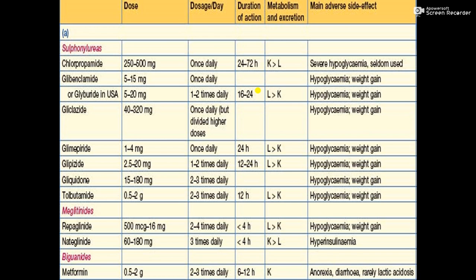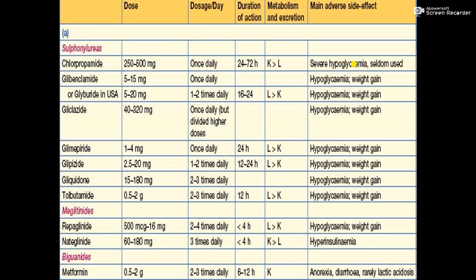excretion and biotransformation. The main side effects reported after administration of this drug, in case of overdosing, may cause severe hypoglycemia. There may be chances of hypoglycemic shock, and they are seldom used. Weight gain and hypoglycemia are related to the ADR, adverse drug reaction or adverse side effect, which is reported in the literature after use of oral hypoglycemic drugs. The second one is glibenclamide.